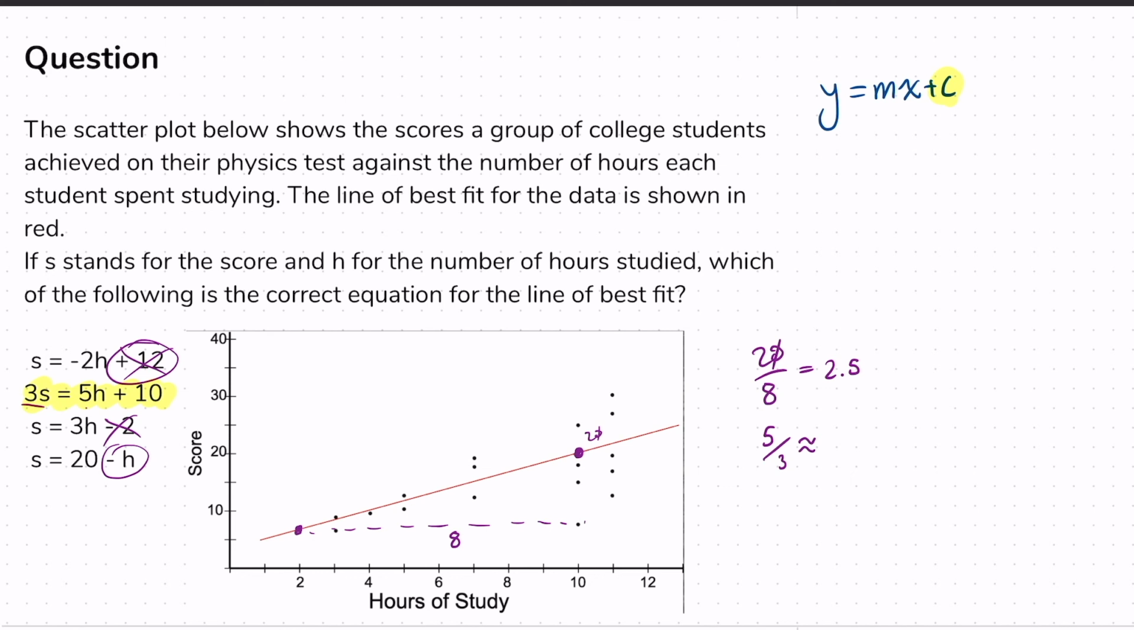So again, this is not a perfect way, it's a really rough little calculation I've done here, but it is close enough, especially compared to the other ones, to suggest to me that we have found the correct equation.